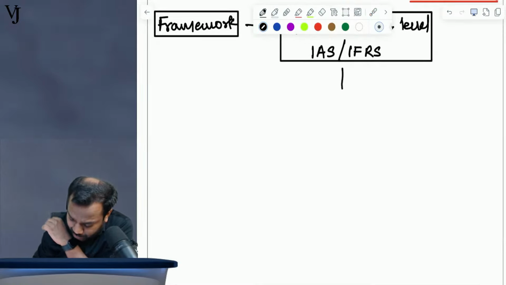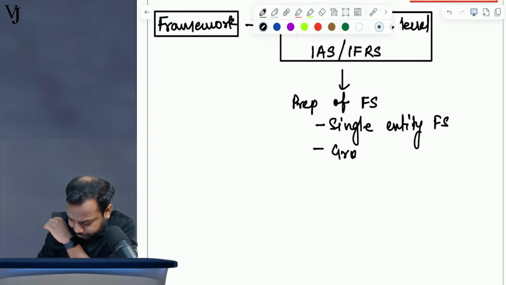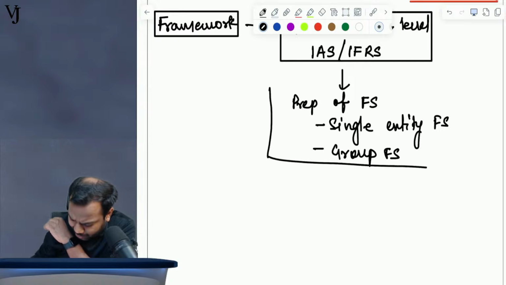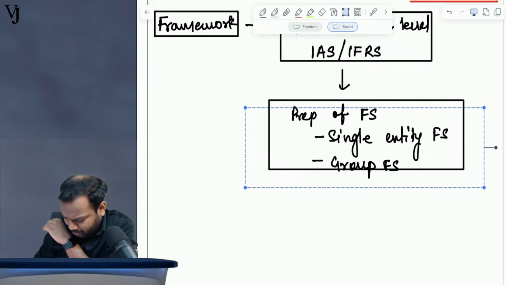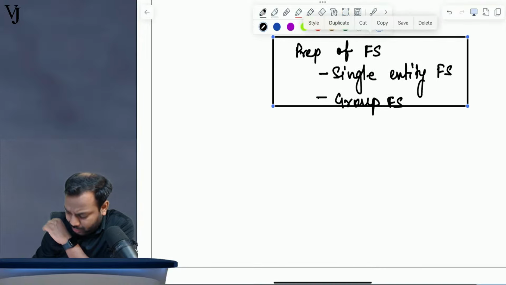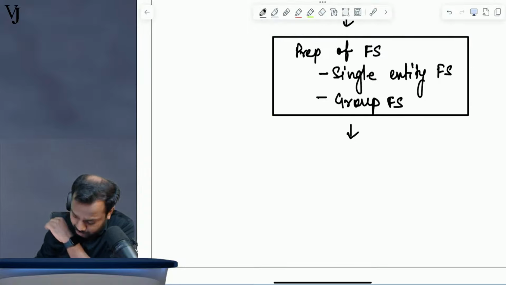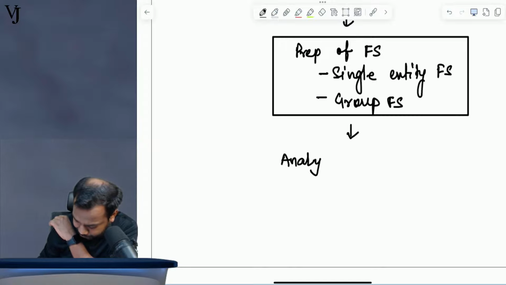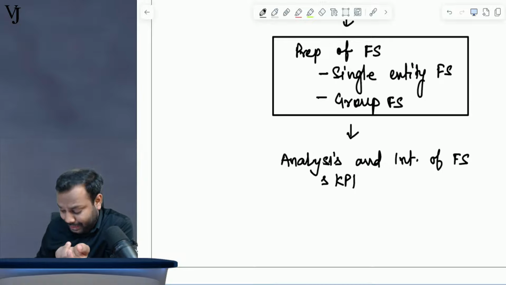Then once we study that, we study preparation of financial statements. It might be single entity financial statements, or it might be group financial statements. Though at SBR level, we are not tested to prepare the financial statements of individual companies. We will not be tested for that, because as I told you, SBR is altogether about analysis. Further, then comes analysis and interpretation of financial statements and KPI. What is the meaning of KPI? Key performance indicators.